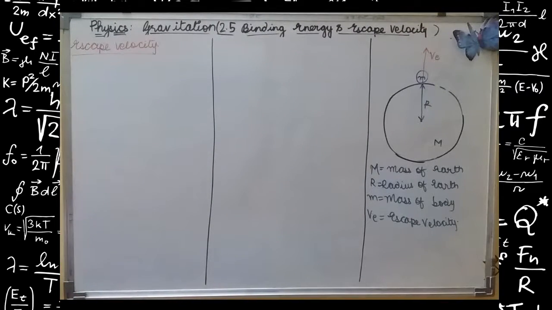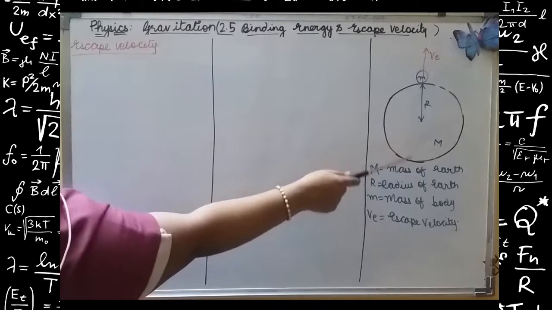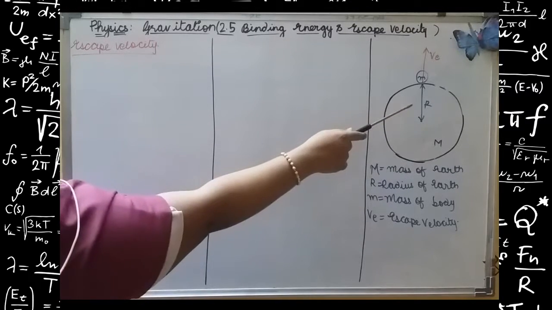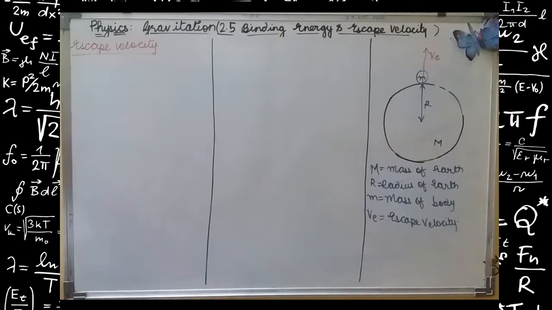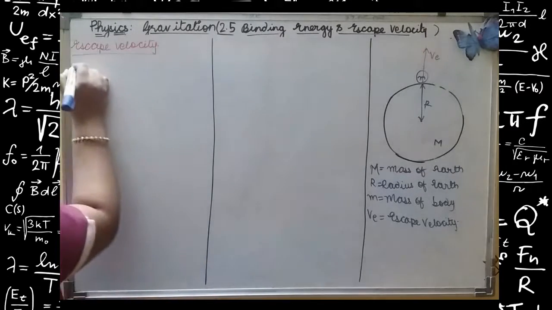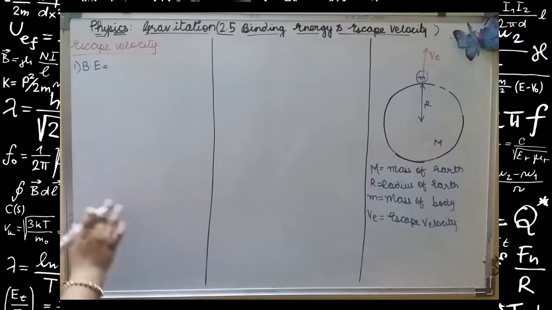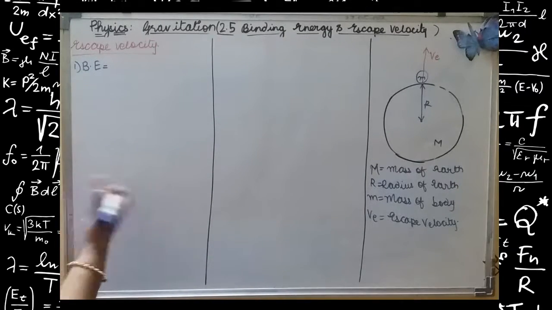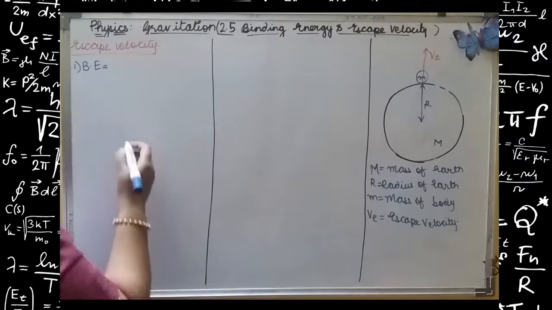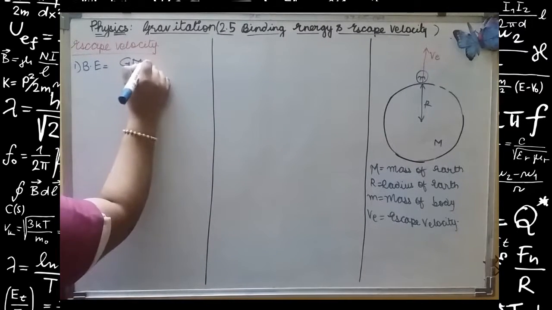What is the escape velocity? Assumptions are: Earth has mass M, capital R is the radius of the earth, small m is the mass of the body, v is the escape velocity. Binding energy is the energy which helps the satellite to revolve around the earth, and it is basically the energy which must be overcome for the body to get removed from the earth. So that expression is GMm upon R.